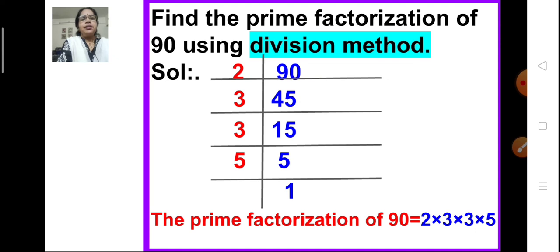With this, we end this session, and in the next session we will solve the problems of exercise 3.5.